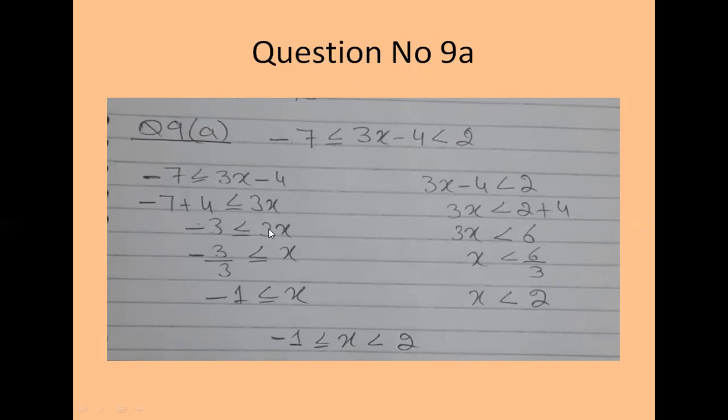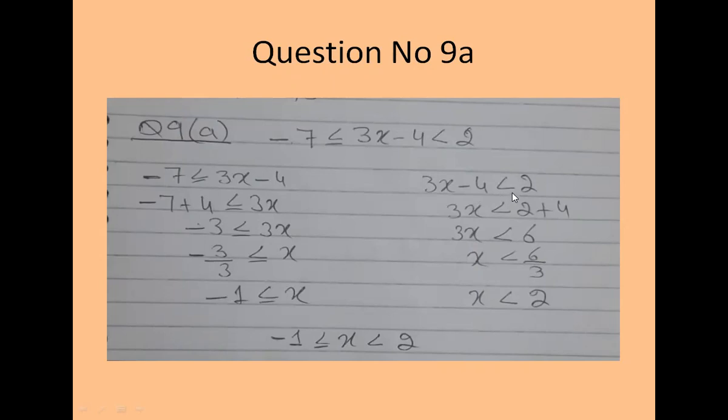Less than or equal to 3x. This 3 is multiplying with the x, take it to the other side, it will divide. So you will have -3 divided by 3 less than or equal to x. So -3 divided by 3 will give you -1. So it means -1 is less than or equal to x, or in other words, you can say x is greater than or equal to -1. That's the one part. You take the other part and you solve it.